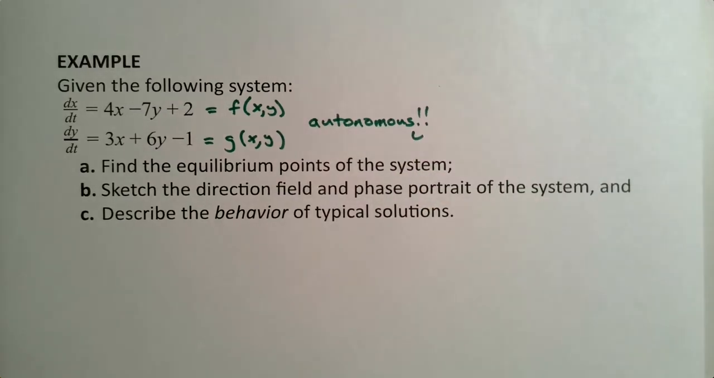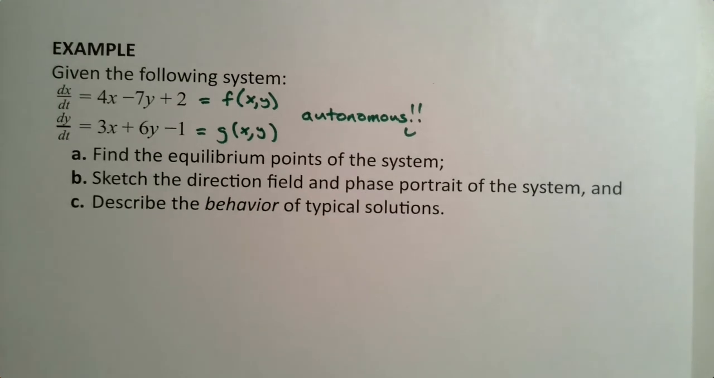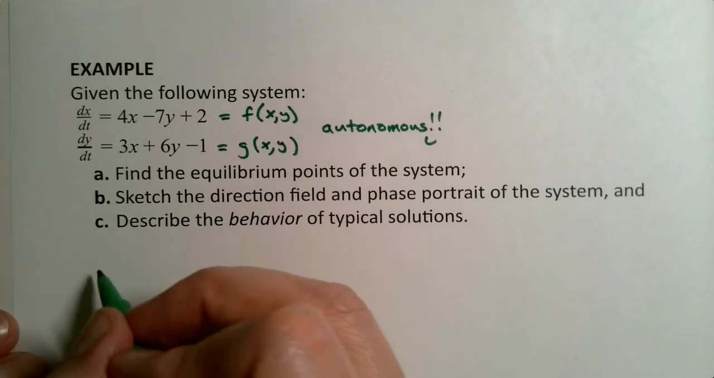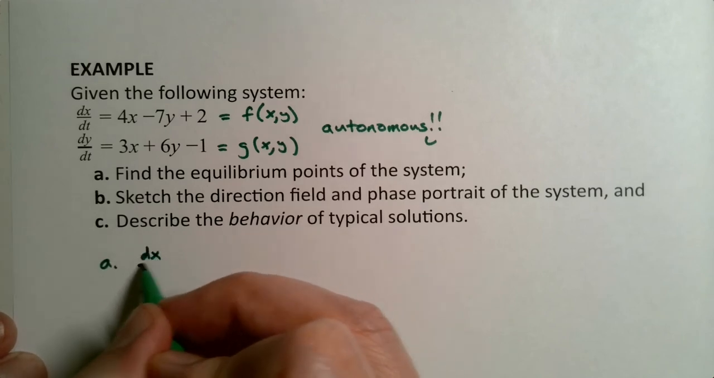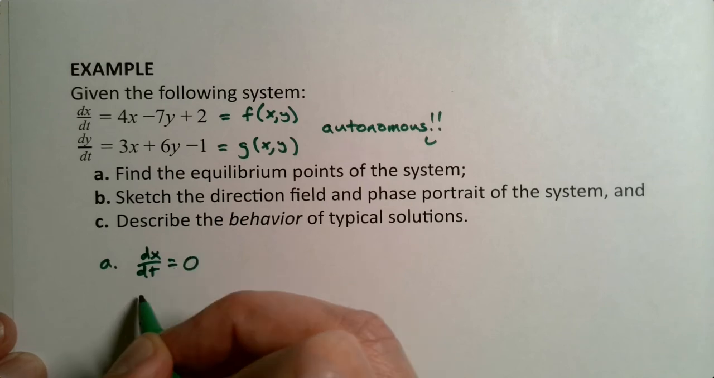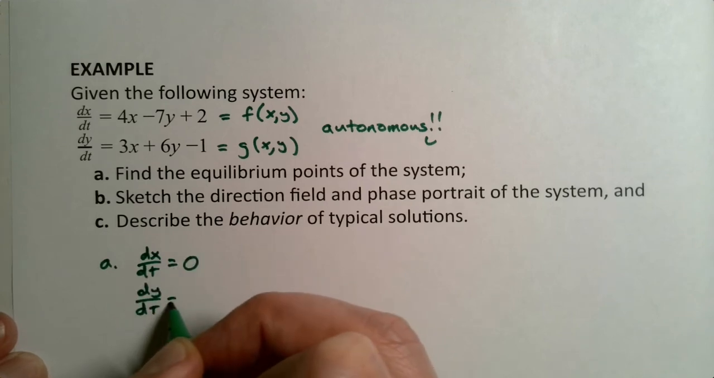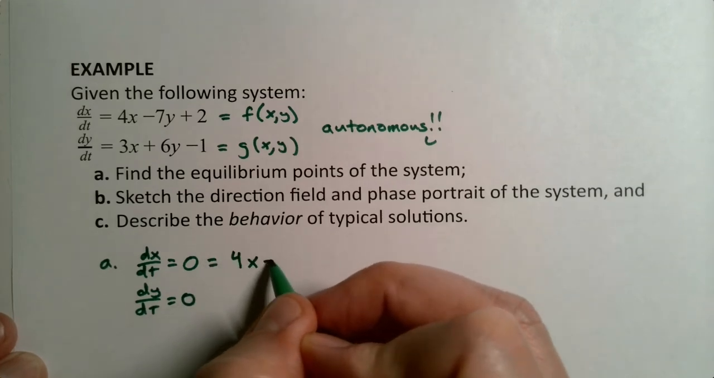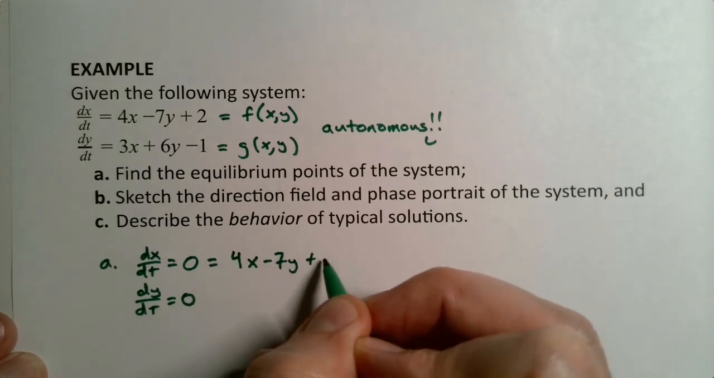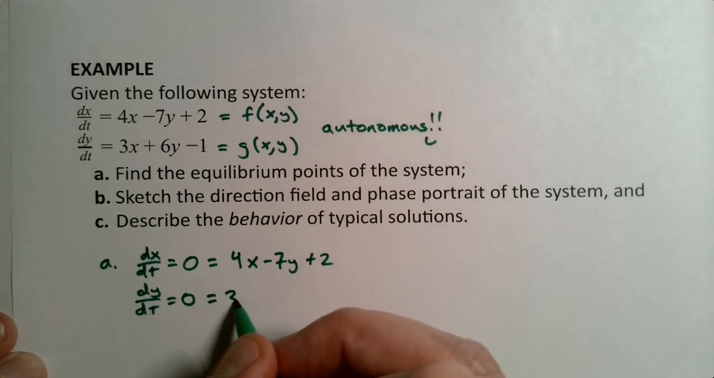And that's good. Autonomous systems are where we're going to spend most of our time because non-autonomous systems get a little nasty. So the first thing it says is find the equilibrium points of the system, which means we have to set this up to solve two separate equations. We have to figure out where dx/dt equals 0 and where dy/dt equals 0. Both of those are pretty straightforward linear equations.